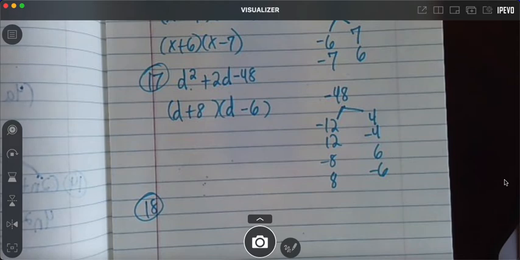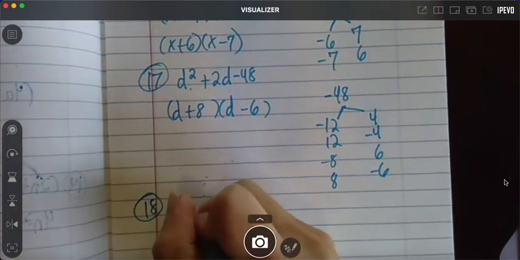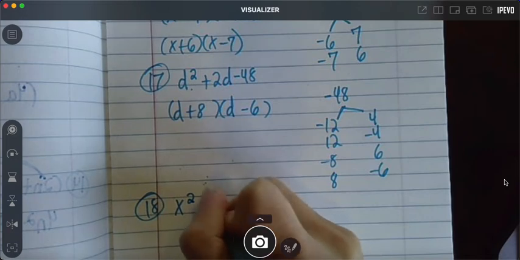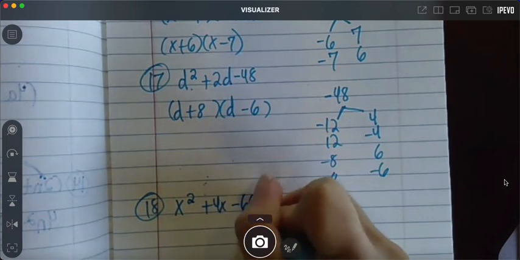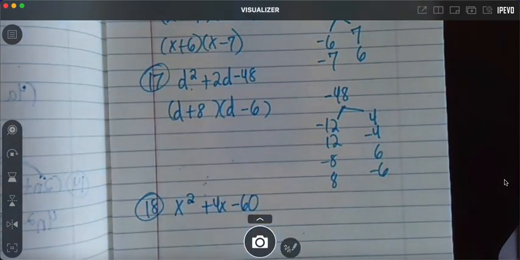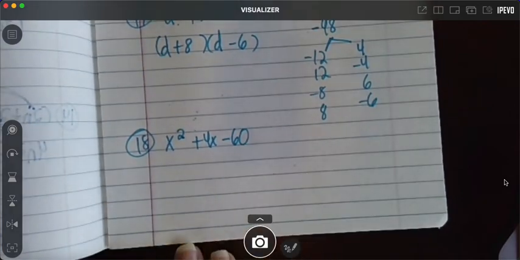Number 18 says the area of a painting is given by this: x squared plus 4x minus 60. What are the dimensions of the painting? Factor it. Okay, so let's just factor it and see.